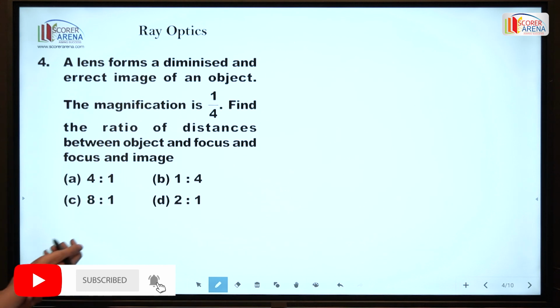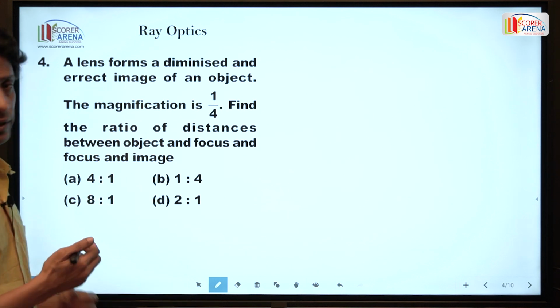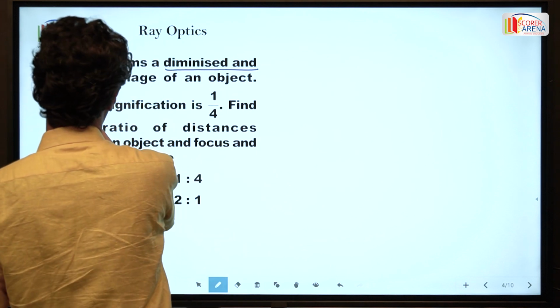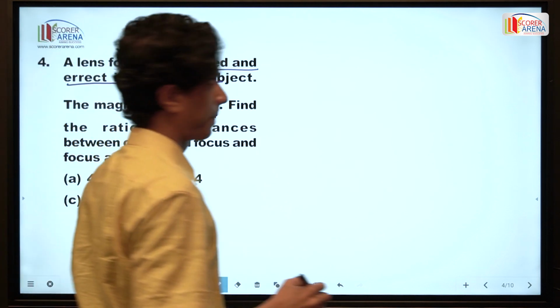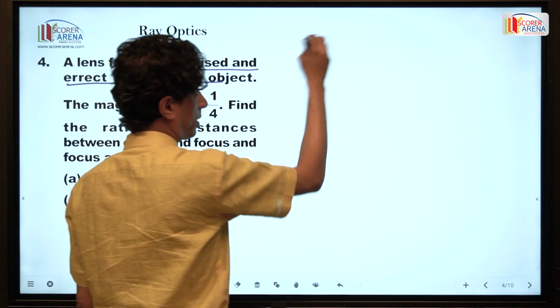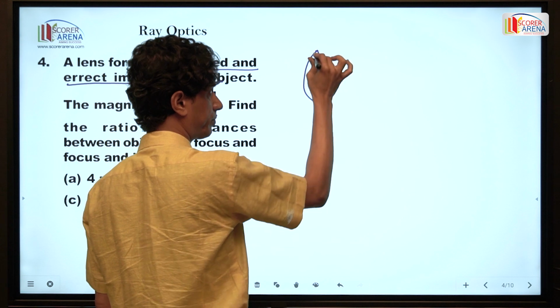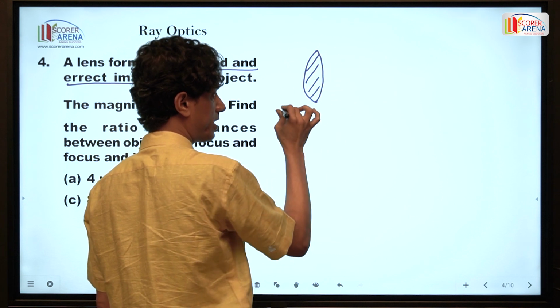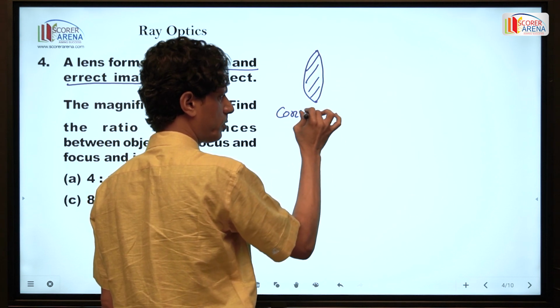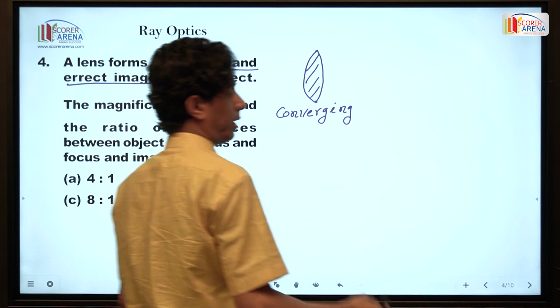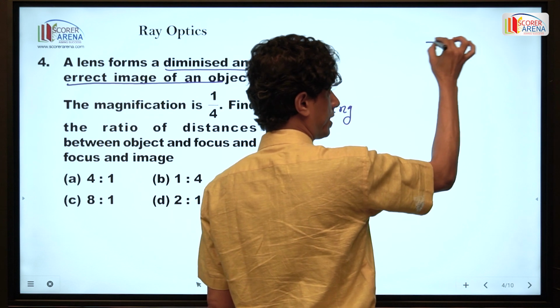A lens forms a diminished and erect image of an object. Here, this is converging lens, and other is diverging lens.